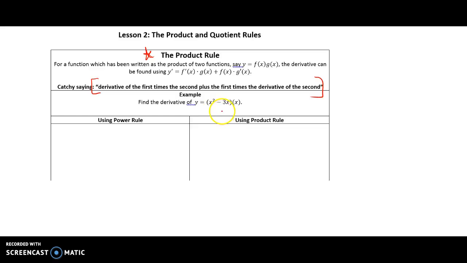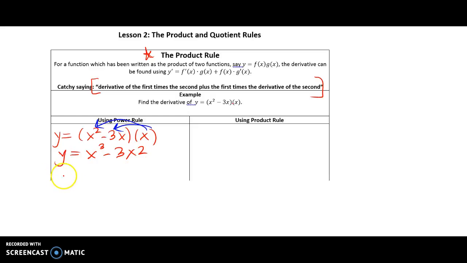This could very easily be something I gave you yesterday, and we would have described this as not being ready yet for the power rule, because I don't just have a string of sums and differences. I've got this multiplication that throws a wrench in my ability to use the power rule. So according to yesterday's work, what I would have to do here is first clean this up algebraically through, in this case, probably distribution, resulting in a simplified function of x cubed minus 3x squared.